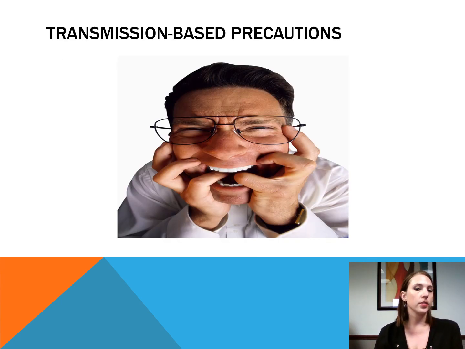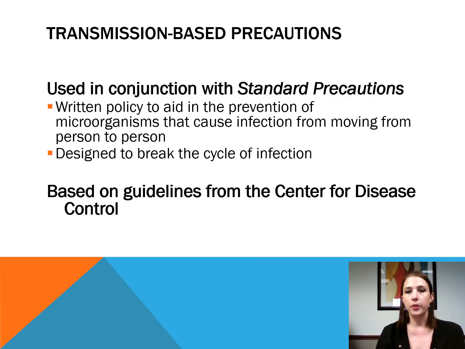Transmission-based precautions are those that we put in addition to universal precautions to help prevent the transmission of infection for certain organisms. And they're based on guidelines from the Center for Disease Control, based on those pathogens and based on the type of infection that you're involved with.